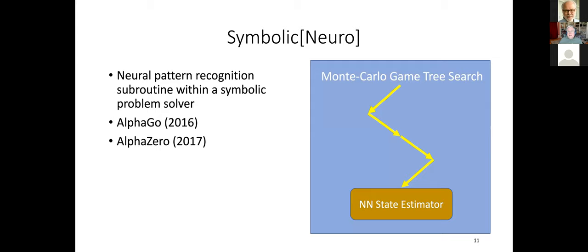The second category of approaches, I have symbolic square brackets neuro, to indicate that a neural system is embedded as a subroutine within essentially a symbolic reasoning system. And of course, if you look at game playing systems such as AlphaGo or even the much more impressive AlphaZero, both real tours de force, what you have is a Monte Carlo game tree search algorithm with a neural net state estimator essentially as a subroutine. You could pull out that neural net state estimator and have some other kind of state estimator. It probably won't do as well, but even though it's a randomized algorithm, that Monte Carlo game tree search is essentially good old symbolic AI, a search through a discrete state space.